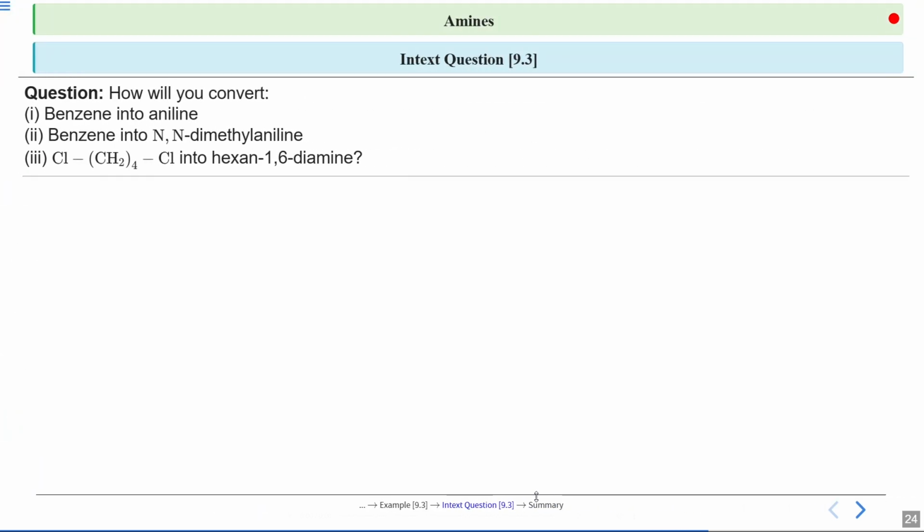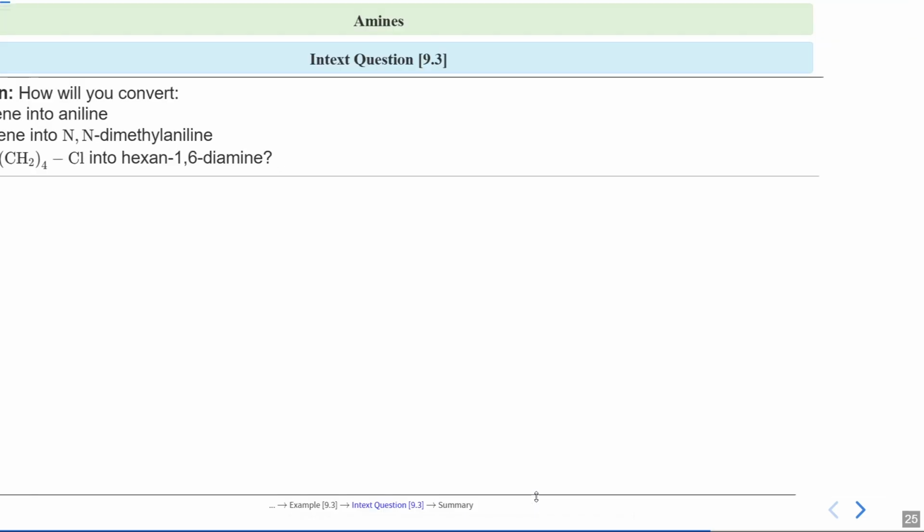Now we are going to solve intext question 9.3. How will you convert benzene to aniline, benzene into N,N-dimethylaniline, and ClCH2(CH2)4Cl into hexane-1,6-diamine? Okay, let us see the reaction.